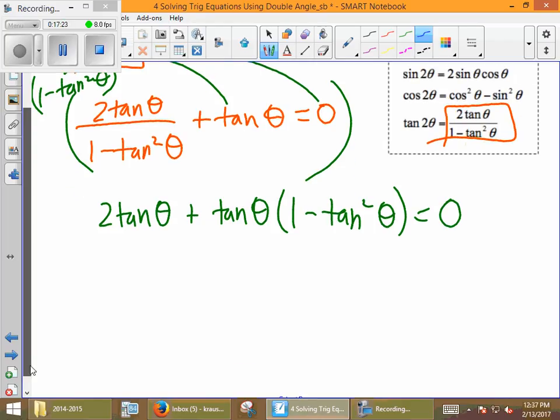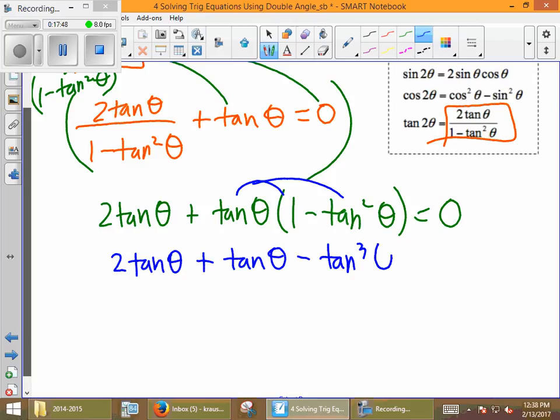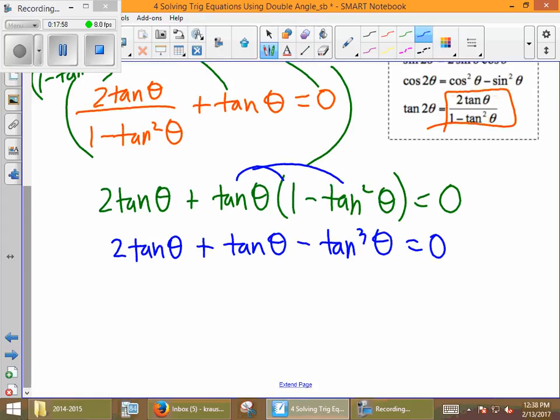So distribute it. You don't need to show that first step if you don't want. You can do it all at the same time. But what we're going to end up with is 2 tan theta plus tangent theta. Now tangent times tangent squared. Think of it, what's x times x squared? To the third. So tangent cubed of theta is equal to 0. We haven't done anything with tangent cubed, but that's fine. No big deal.